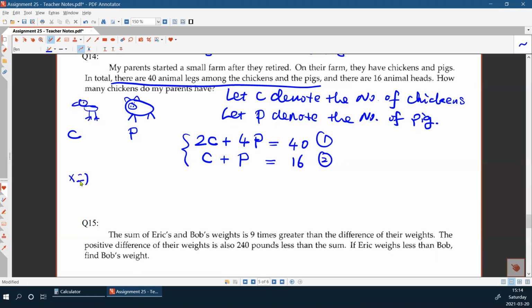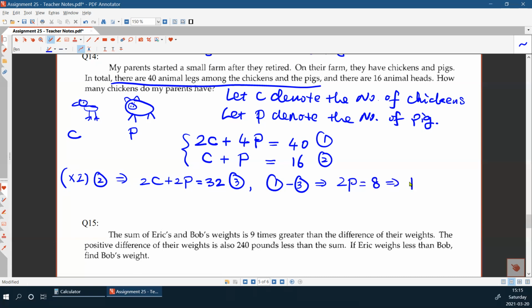Okay, we can multiply both sides of equation 2 by 2, and this will give you 2C plus 2P equals 32, right? So let's denote this with 3. Then we can subtract equation 3 from equation 1, and this will give you 2P equals 8. That means P is 4. P is 4, meaning the number of pigs is 4, right? So let's call this 4.